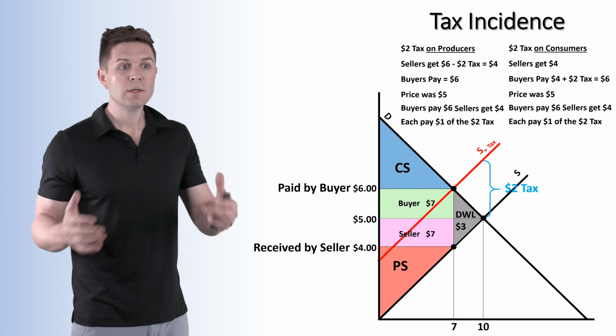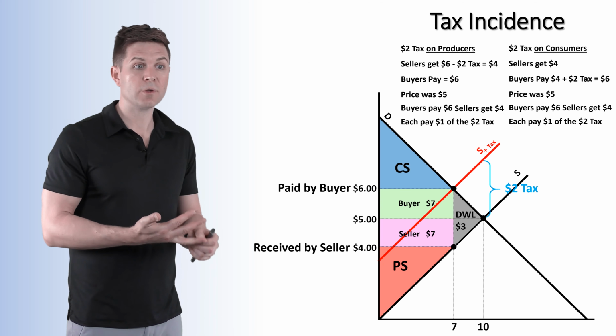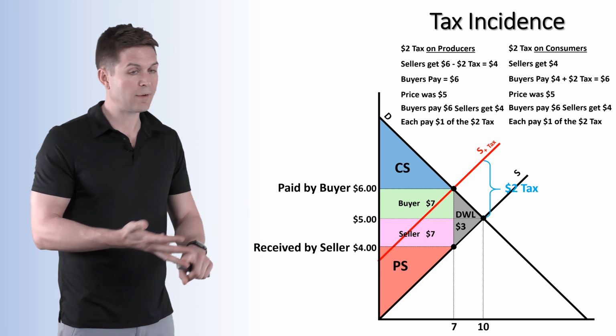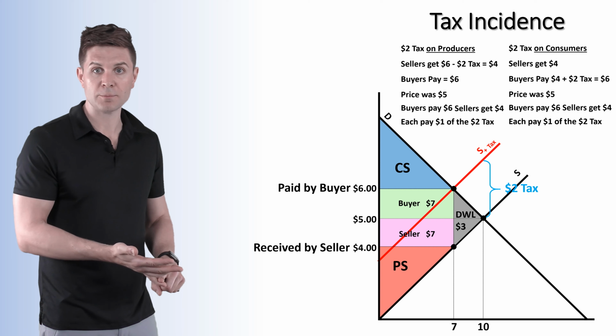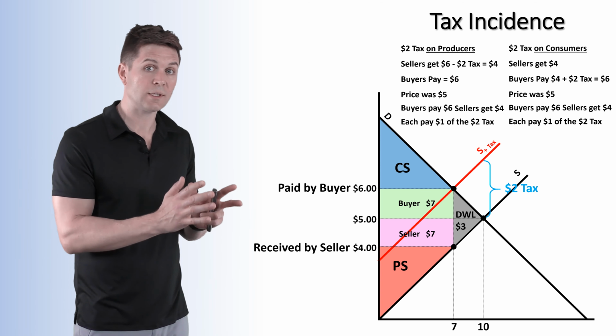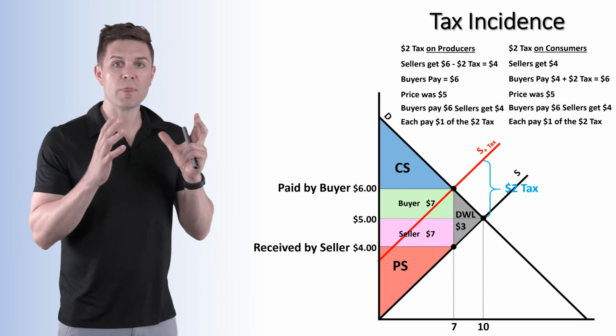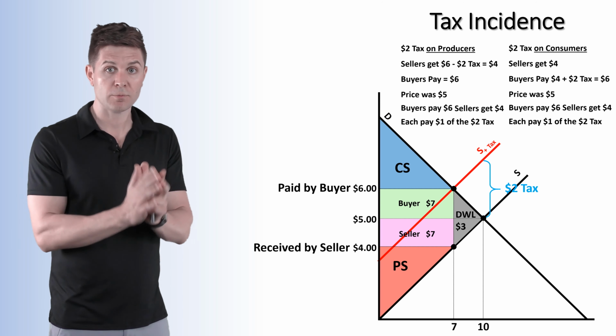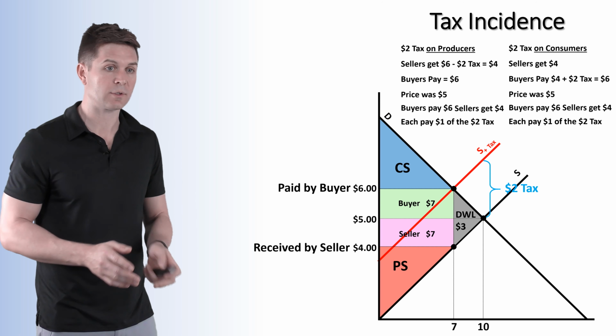So once again, each are going to pay $1 of the $2 tax. A total $7 paid by the buyer, $7 paid by the seller because we've sold 7 units in this particular market. So the tax incidence is split perfectly between the buyer and the seller in this particular example.